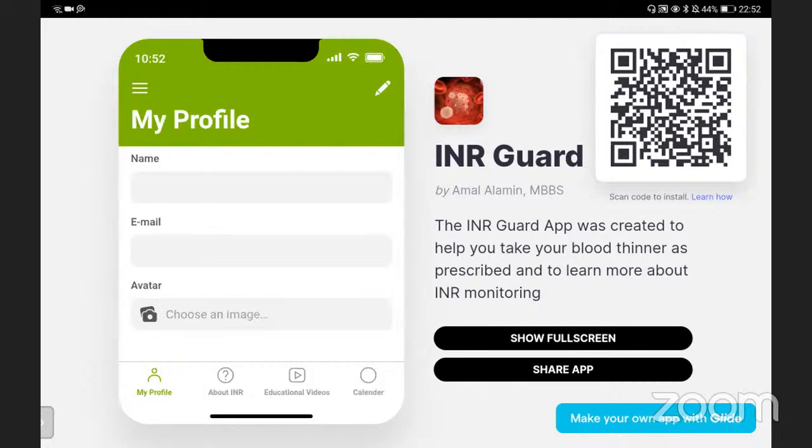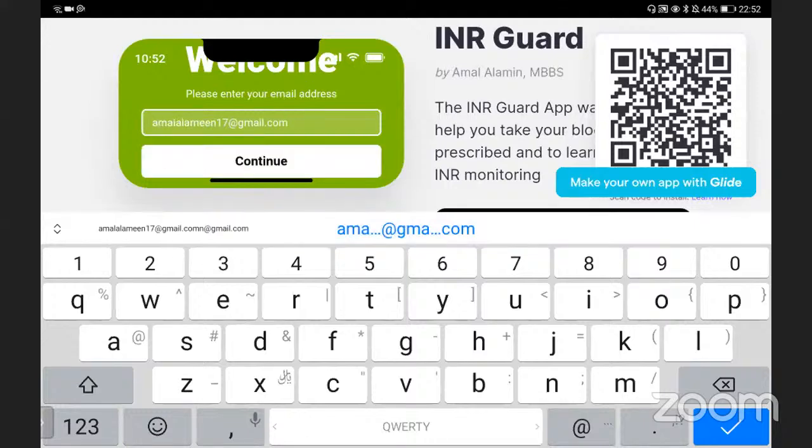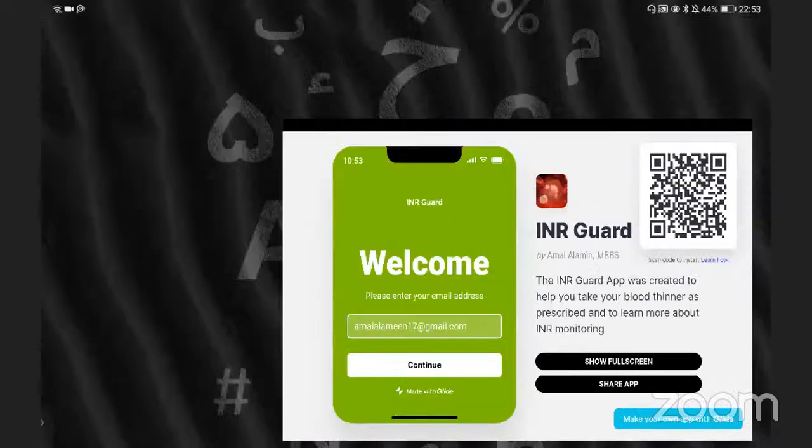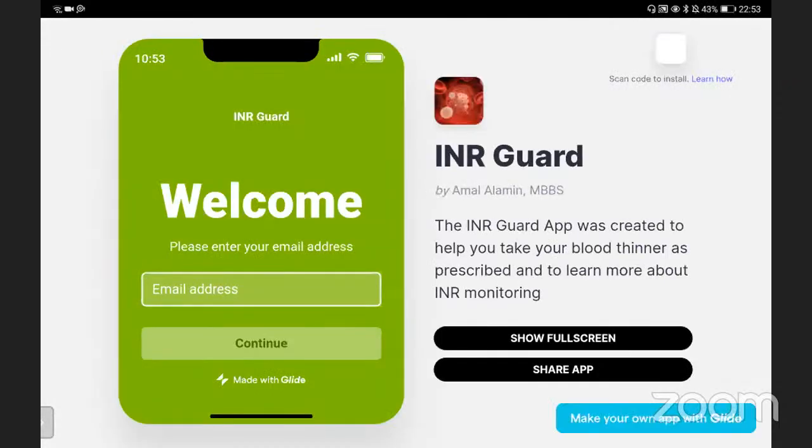Here, the patient, first of all, is going to enter. Let's sign out to show you. This is the first screen that is going to appear, and then the user is going to enter his email. I'm going to enter my email in this case, and then press the continue button. Sorry, but I have some problem with my tablet. I'm sorry for the delay. No worries. Thank you for sharing. So I'm going to enter my email address.